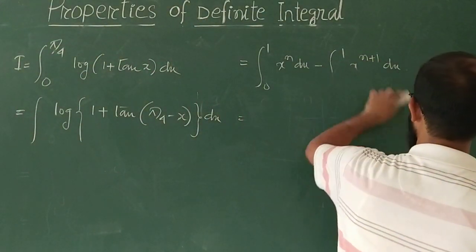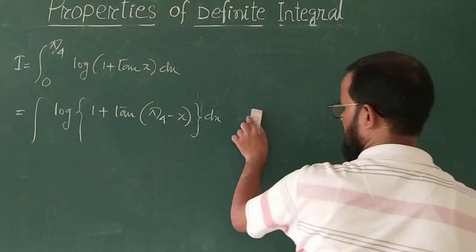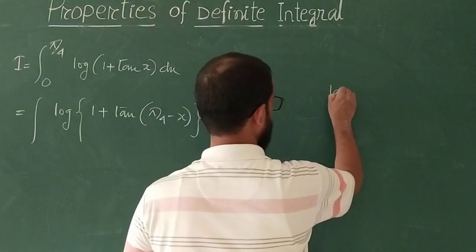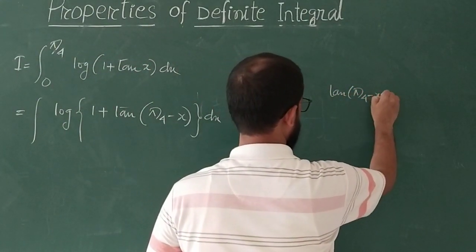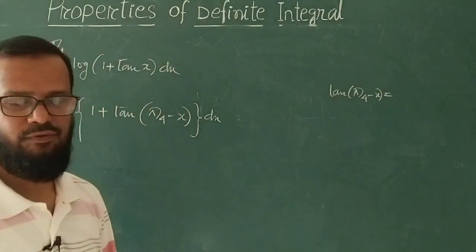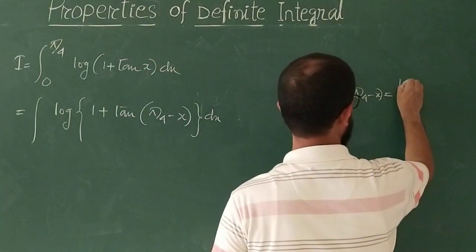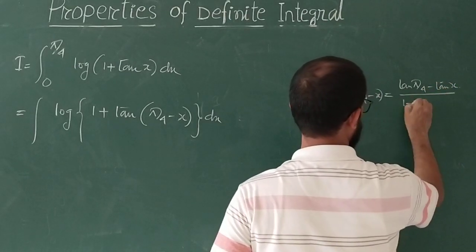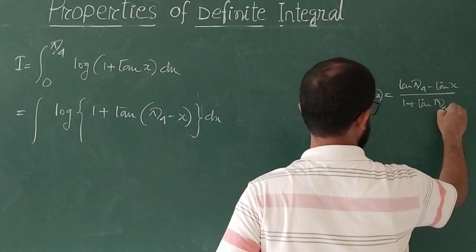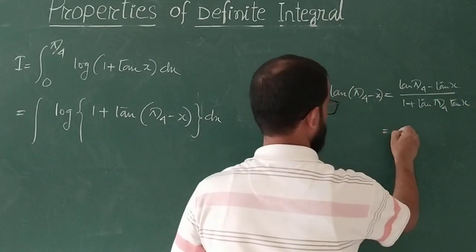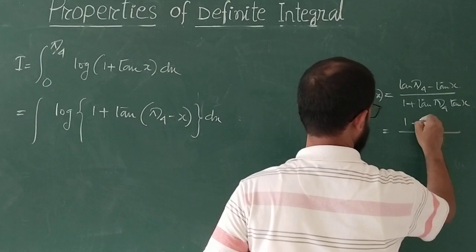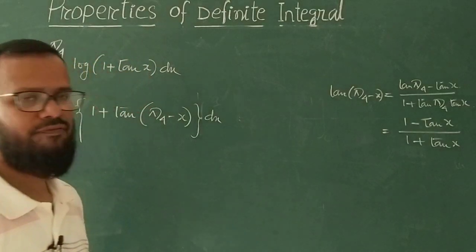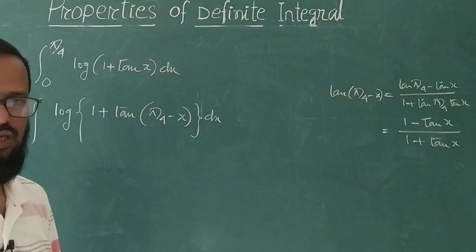आपने जो प्रॉपर्टी अप्लाई किया है उसको मेंशन करना है. Now you know tan(pi/4 minus x) is equal to what? You apply the formula tan(a minus b). It is tan(pi/4) minus tan x divided by 1 plus tan(pi/4) into tan x. Yes or no? tan(pi/4) is what? 1. So (1 minus tan x) by (1 plus tan x). Okay. So tan(pi/4 minus x) is equal to (1 minus tan x) by (1 plus tan x).